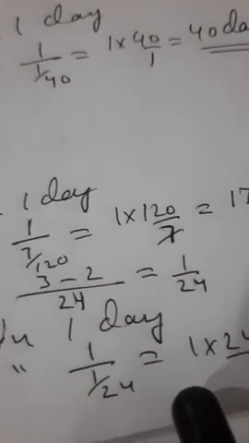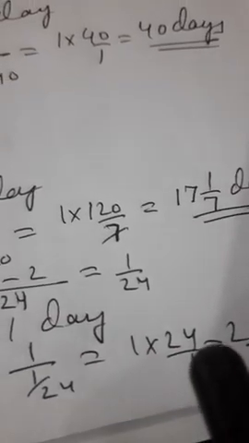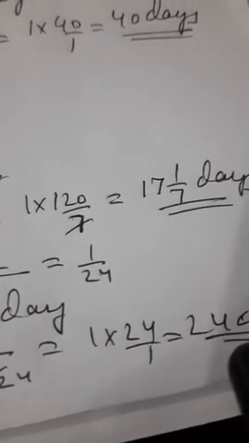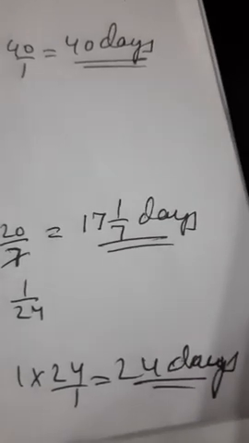So therefore 1 work will be done by B in how many days? So 1 upon 1 by 24. So that comes 1 into 24 upon 1, that is 24 days.